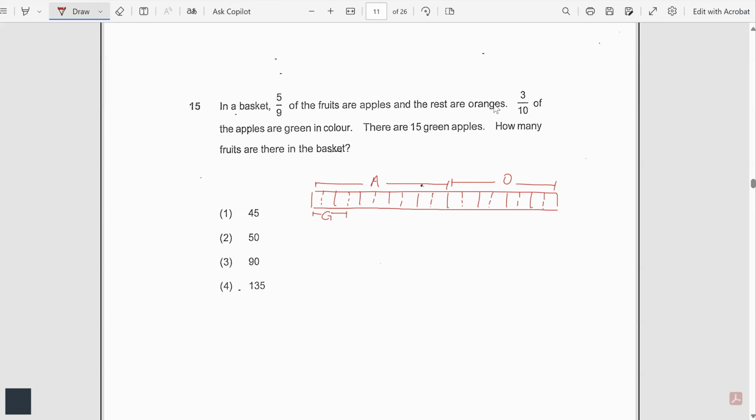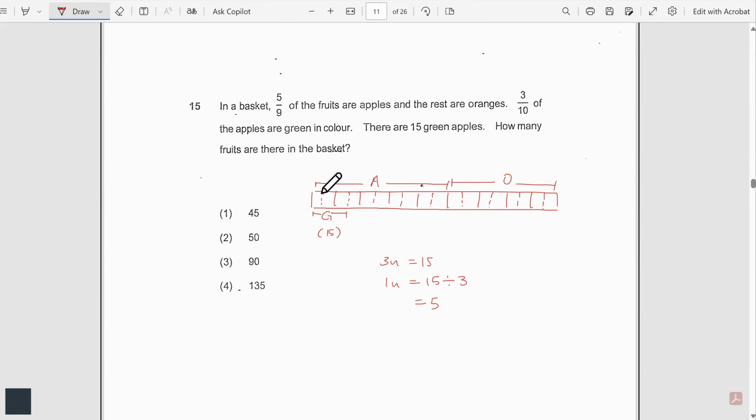And that is 15. So 3 units is 15. 1 unit is 15 divided by 3. And then you are supposed to find how many fruits are there in the basket, which means the total.